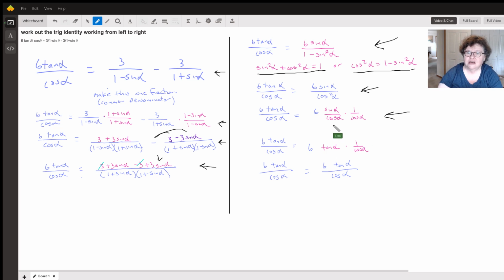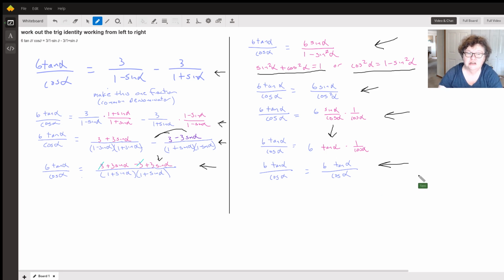Then I recognize sine over cosine is tangent, so I replaced that with tangent. I did that because I saw on the left side it had a tangent. That worked out great. Then to get to the last line, all I did is multiply 6 tangent alpha times 1 over cosine alpha, and I get it to match.